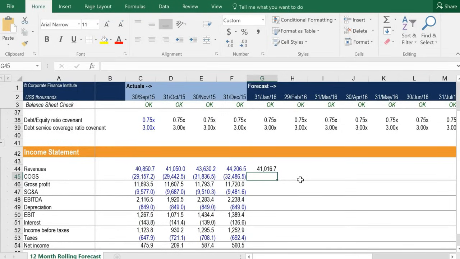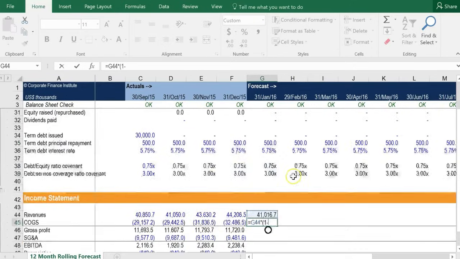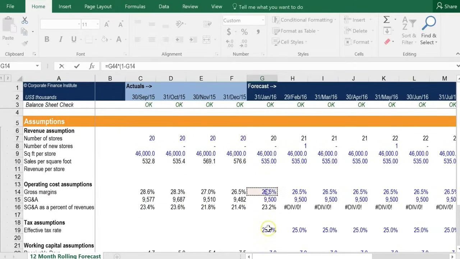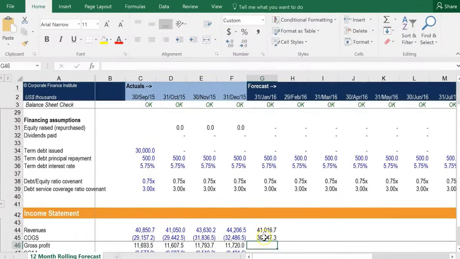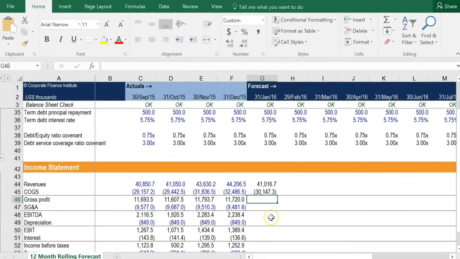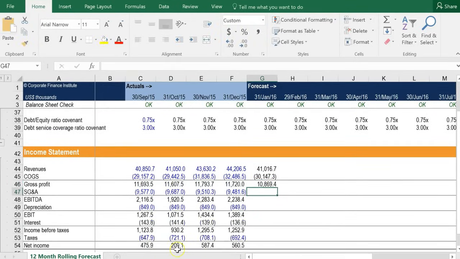I can then calculate the cost of goods sold. The cost of goods sold is going to be equal to the revenue in the month times 1 minus the gross margin. And I'm going to make sure I set this to negative. I can then calculate the gross profit using Alt equal sign, which is the quick auto sum function.